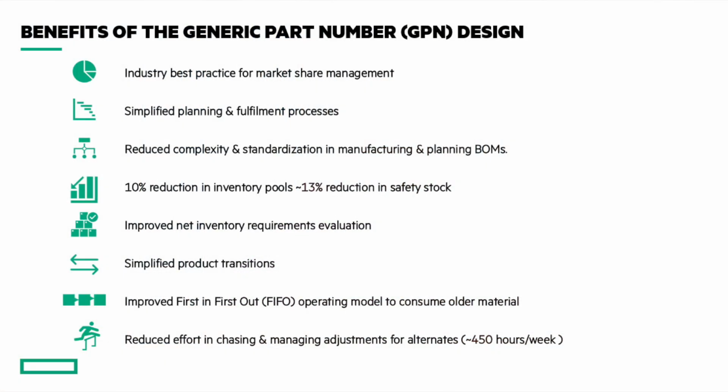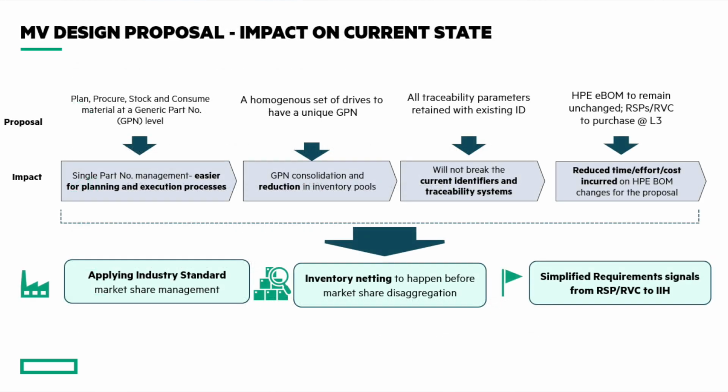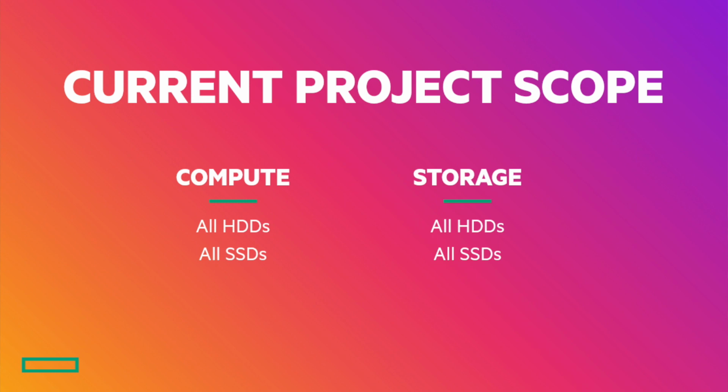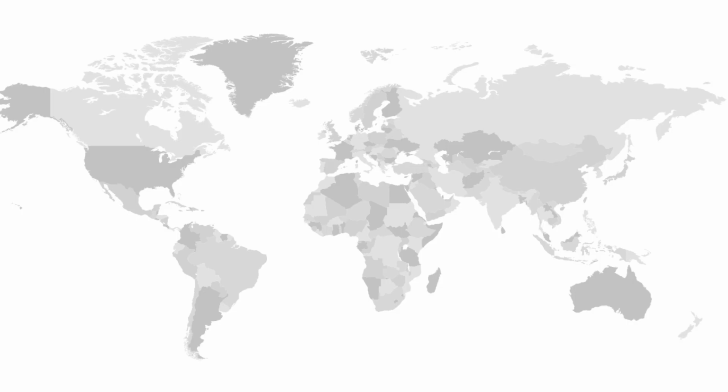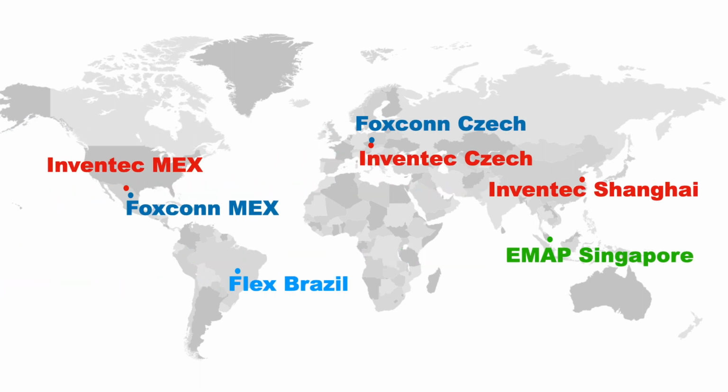Doing all those things will create multiple benefits, and from a fulfillment perspective, I highlight the improvement of the availability of drives, reducing the time to fulfill orders, which translates into customer satisfaction. The current scope for the multi-vendor project is all drives, SSD and HDD, within the storage and compute BUs. We will be implementing the project deliverables within our external manufacturing sites and in EMAP in Singapore.